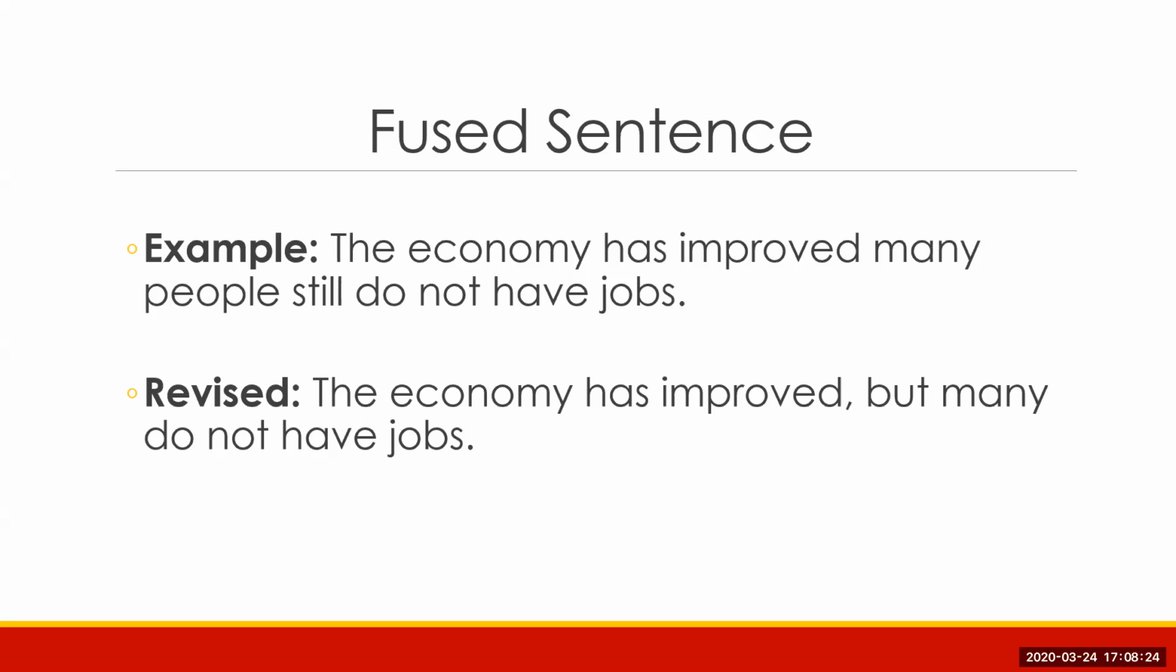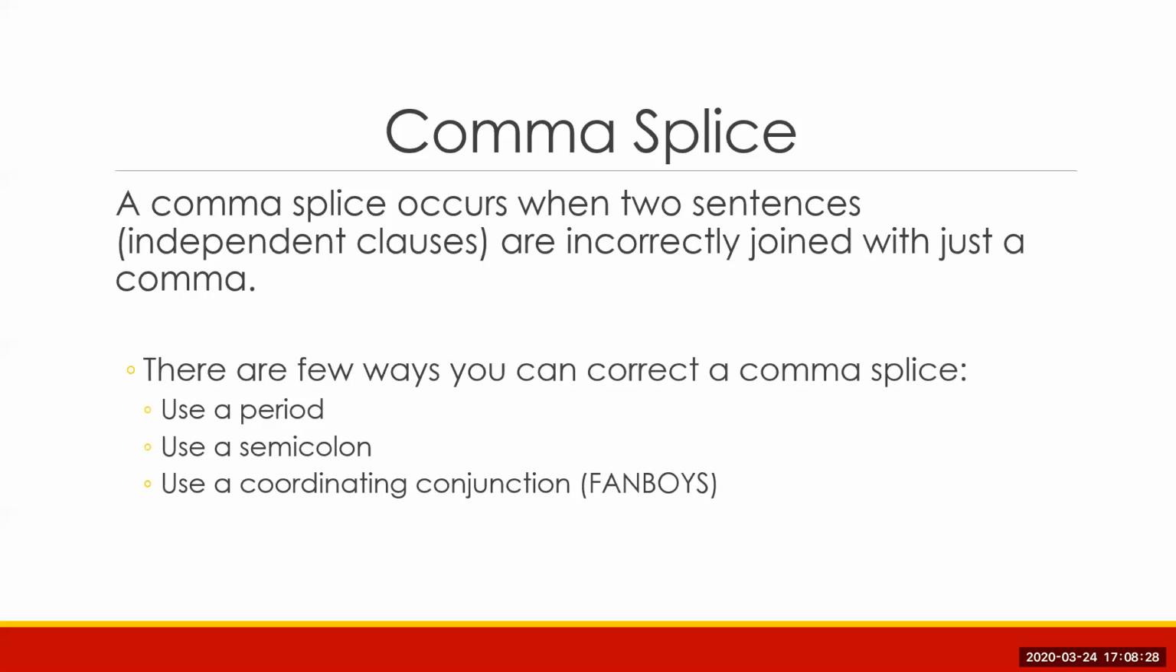If you wrote but or yet, you would have gotten that correct. All right, so the second type of run-on sentence we're covering is comma splices. A comma splice occurs when two sentences, independent clauses, are incorrectly joined with just a comma.